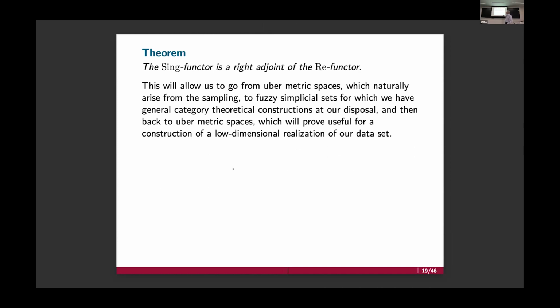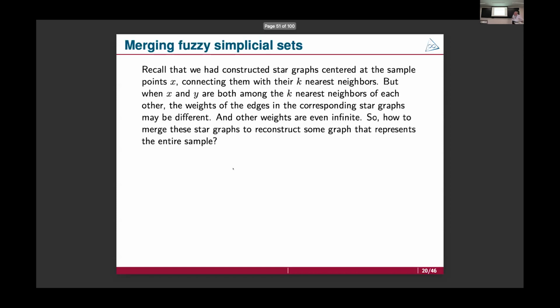So, as I already said, the sinc functor is a right adjoint of the realization functor, and this is useful for our purposes, even though in the end it is not really necessary, but it is inspirational. So we have these generalized metric spaces, these Uber metric spaces constructed from our star graphs, and we want to merge them. Conceptually one goes to these fuzzy graphs or fuzzy simplicial complexes where one has some way of merging them, combining probabilities, and then one goes back in order to have the geometric realization of our data set.